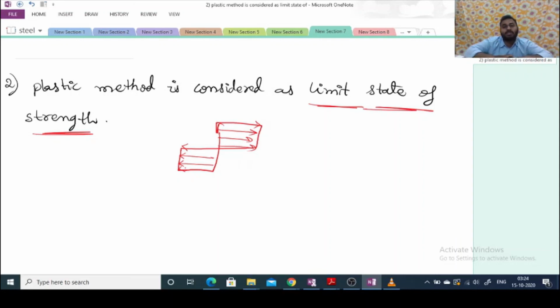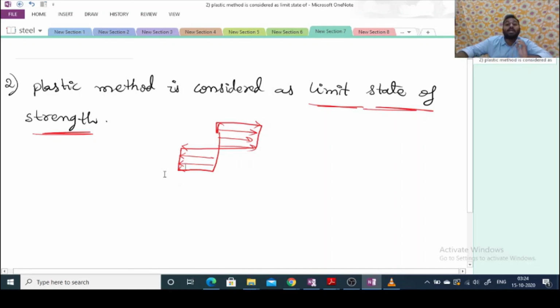Okay, this is known as limit state of strength. Now where the beam fails by mechanism, that is a limit for the strength of that member. Is that okay, everyone? This is the second point. So this is about the plastic method.